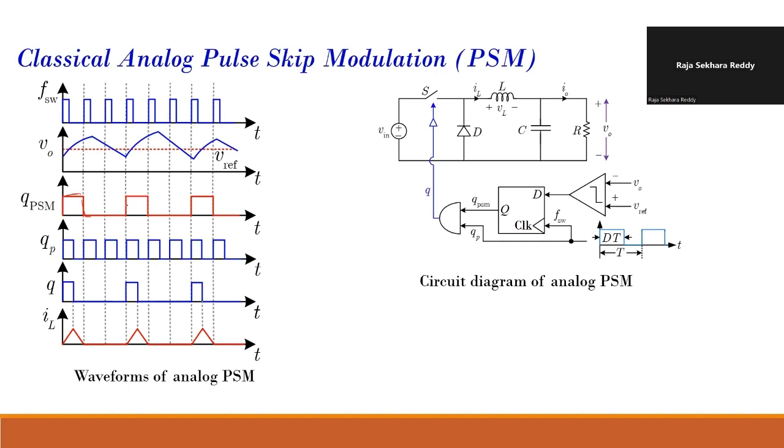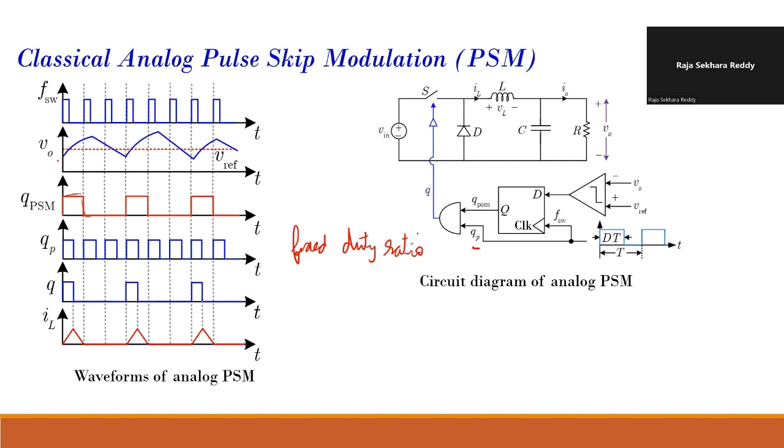Oh, it's at a clock. Okay, fine. So basically, what you must understand is when the output voltage is less than your reference voltage, then your QPSM is high. Okay. Along with QP, and this QP is a signal of fixed duty ratio. And QPSM and QP are ANDed to generate Q.